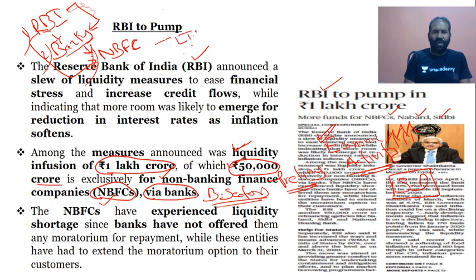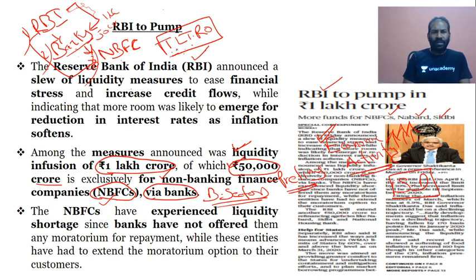What is TLTRO? Targeted long-term repo operation. I will explain what this is, and how the money from the RBI is getting into the NBFCs. It wanted to pump 1 lakh crore rupees in total, and out of this 1 lakh crore rupees, 50,000 crores will be directly getting into the NBFCs via banks. How via banks? I will tell, because of this concept.